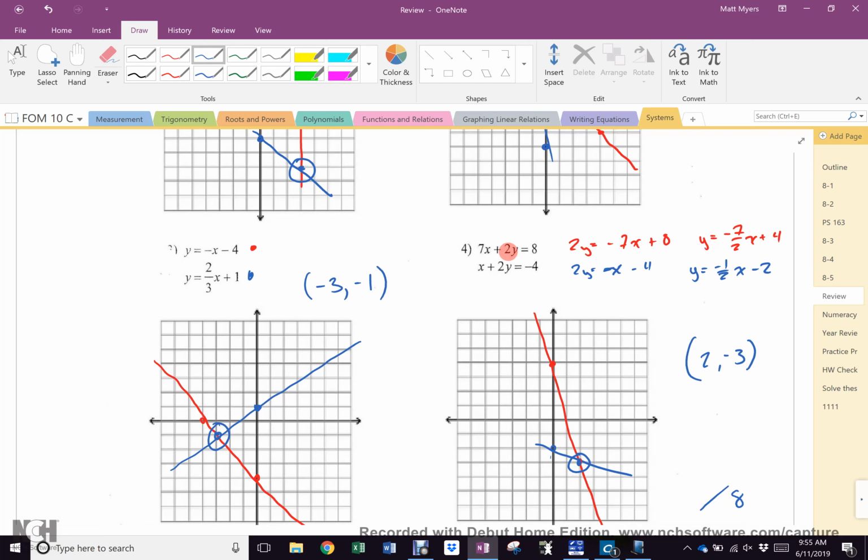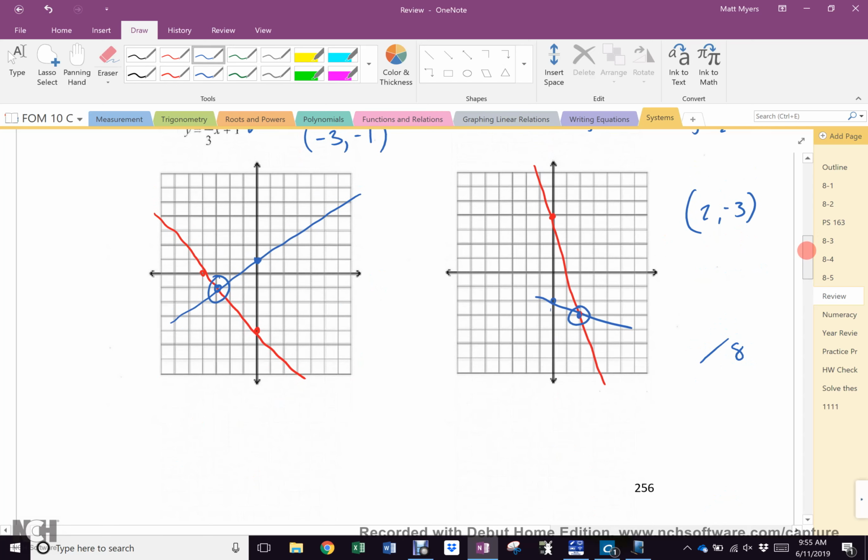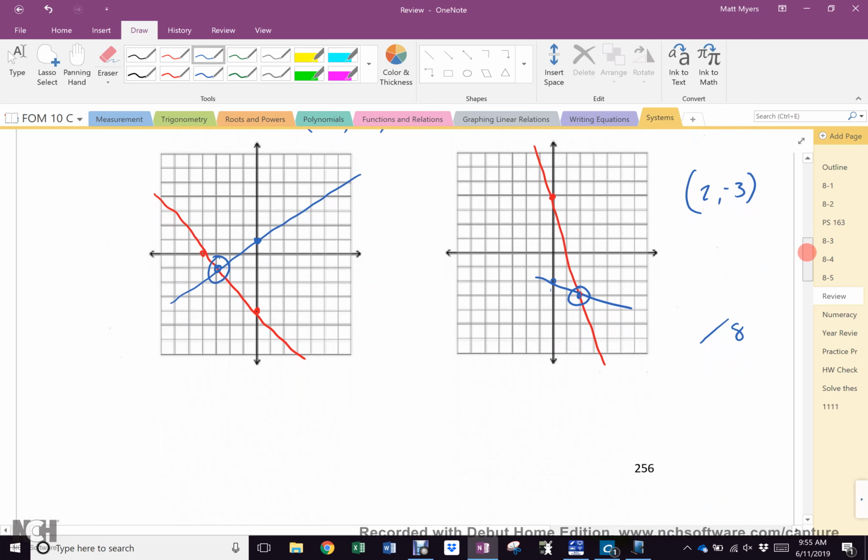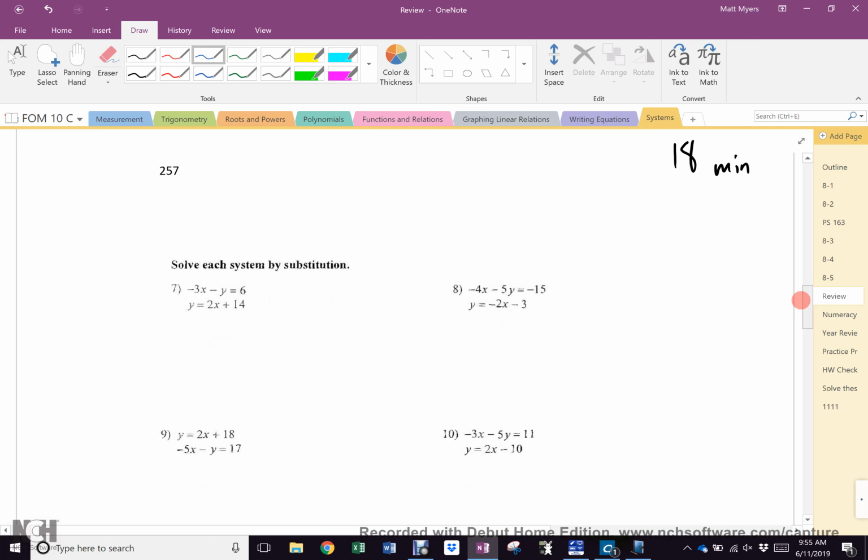Excellent. While I was walking around, I had a look at your papers. If you had a blank, I said you couldn't get that mark, so I have recorded that. So if you had 2 blanks on your paper and you tell me you got 8 out of 8 on that sheet, you're lying to me, which doesn't do you any good ever. You have 18 minutes to finish page 257.